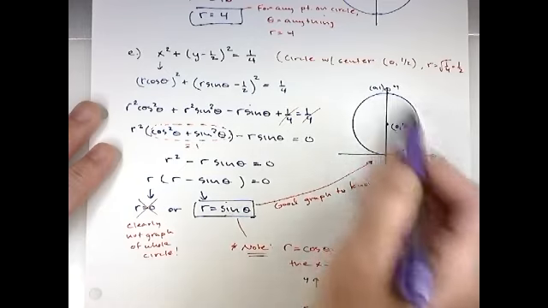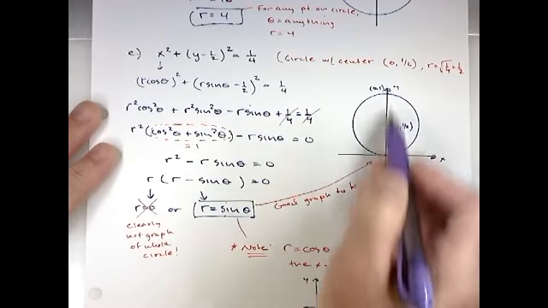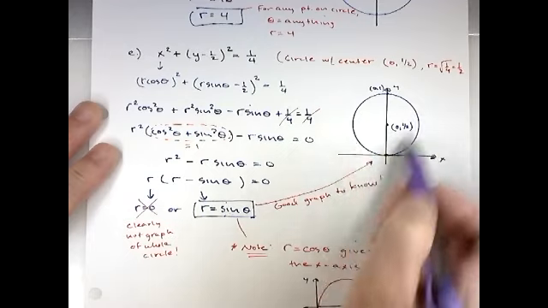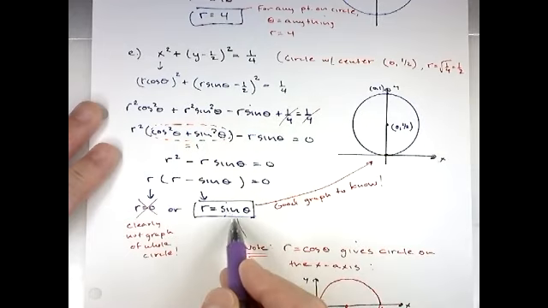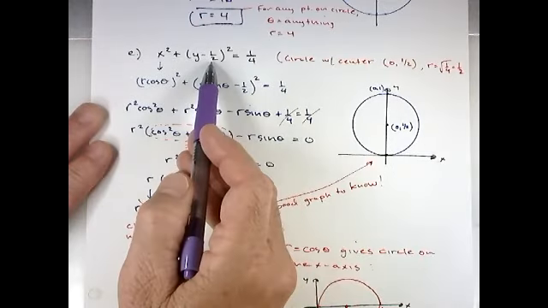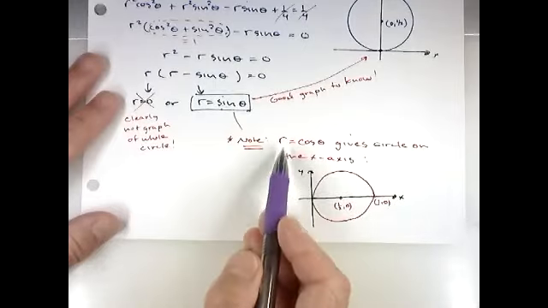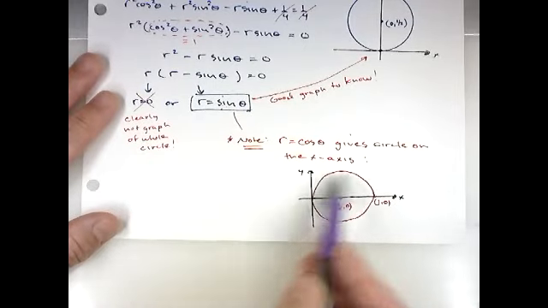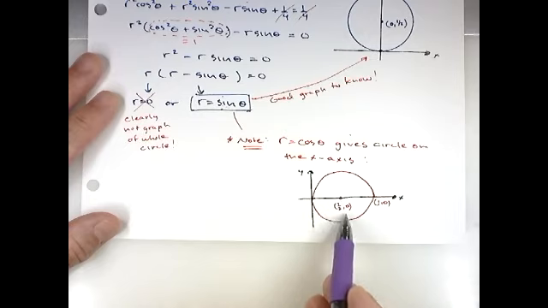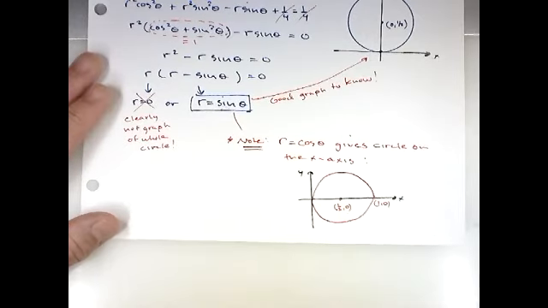So this circle, centered at (0, 1/2) with a radius of 1/2, actually has the polar equation r equals sine theta, which is actually not too bad, right? That looks a little bit easier to work with than the rectangular form. And if you're curious, r equals cosine of theta would give you the same circle on the x-axis, centered at (1/2, 0), with a radius of 1/2.